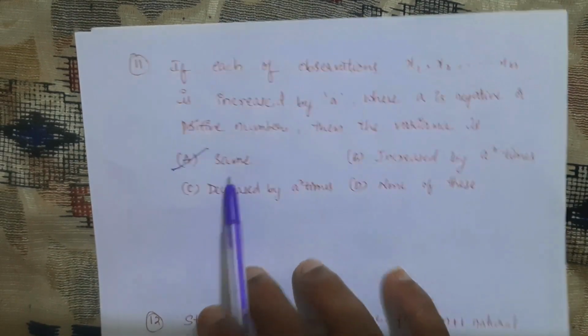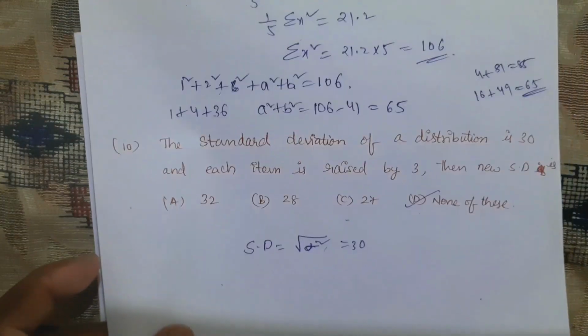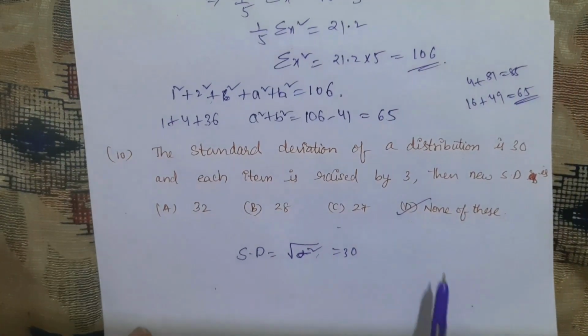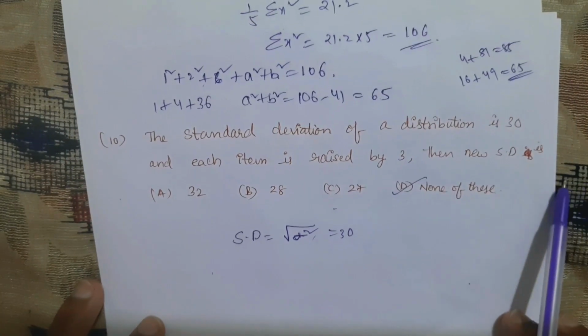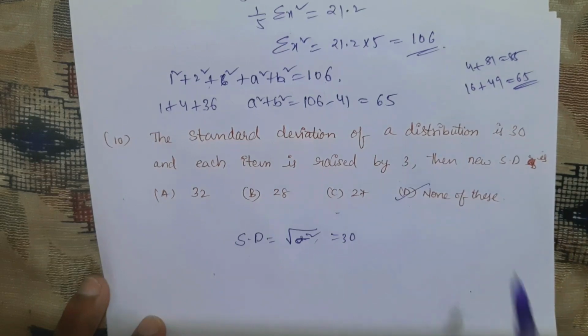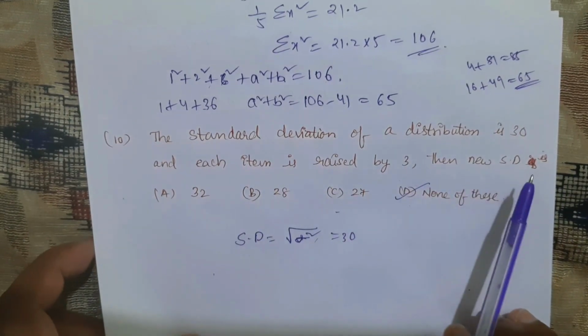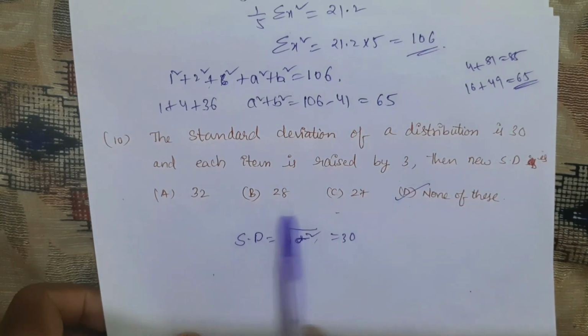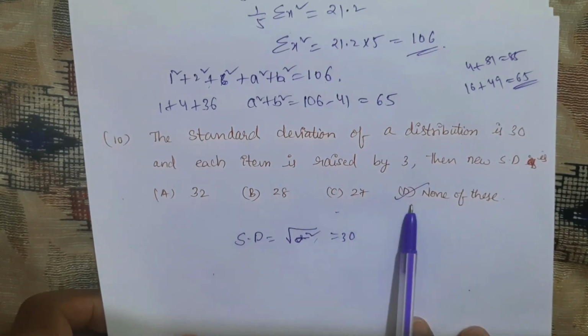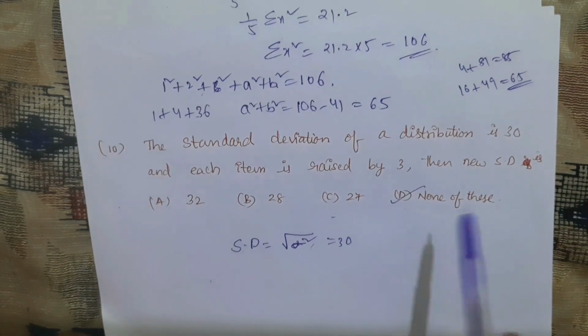When we increase or decrease the observations by the same number, the variance remains the same. As variance is the same here, standard deviation also will be the same. That means as here standard deviation is 30, after each item is raised by 3, the standard deviation is still 30. But 30 is not there in these options, so therefore none of these. Okay, remember this.